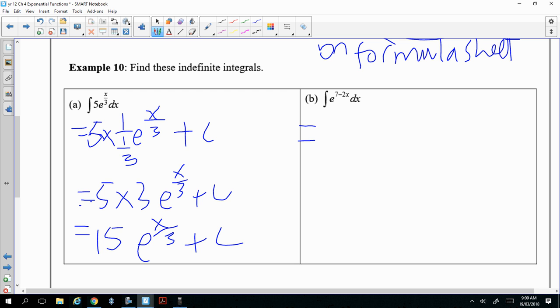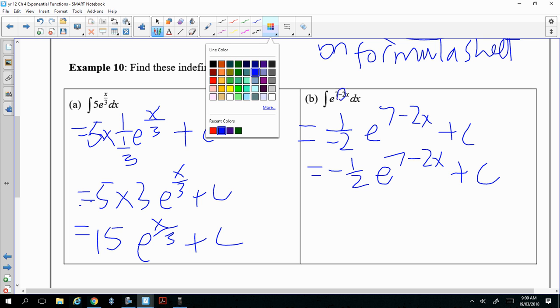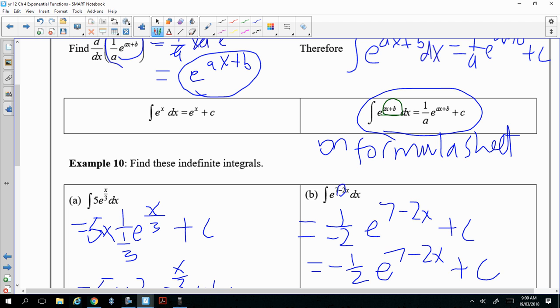Next one's the same again. Take the a, so your a is -2, so you get 1 over -2 e to the power 7 minus 2x plus c. And just by -half. Alright, done. Any question? Alright, pretty basic. So you will only be expected to integrate things with this. This is a very simple one with a linear ax plus b, only in this form.